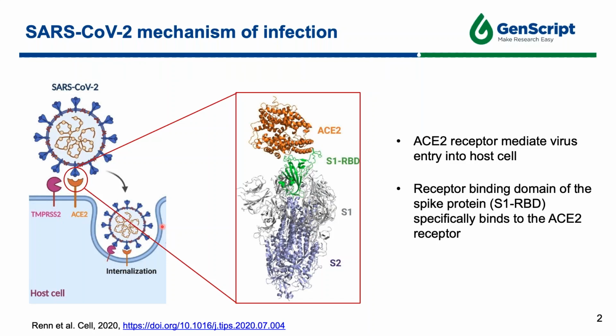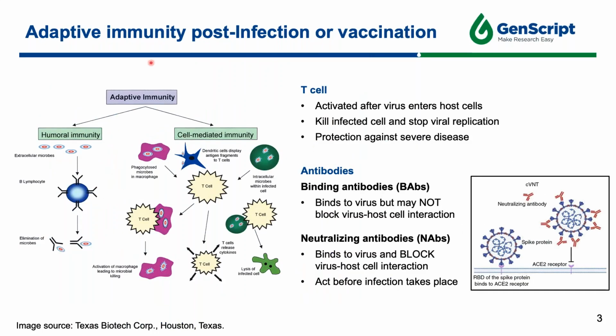When we take a closer look at the protein-protein interaction, it was found that the receptor binding domain on the spike protein, abbreviated as S1RBD, binds specifically to the ACE2 receptor. So when we are vaccinated or infected, our body develops adaptive immunity that will protect us from future infection or severe diseases. Adaptive immunity consists of humoral immunity and cell-mediated immunity.